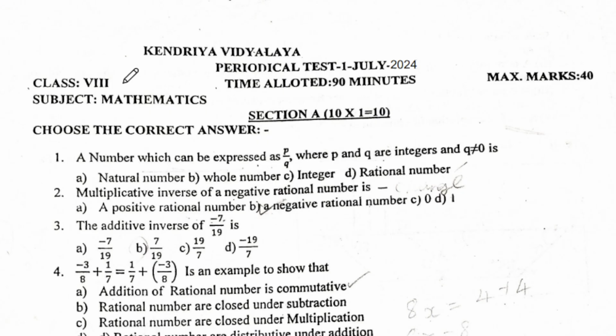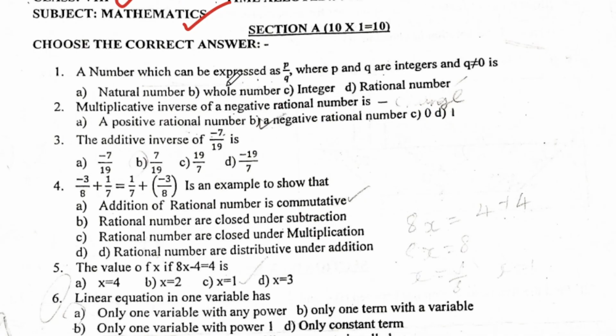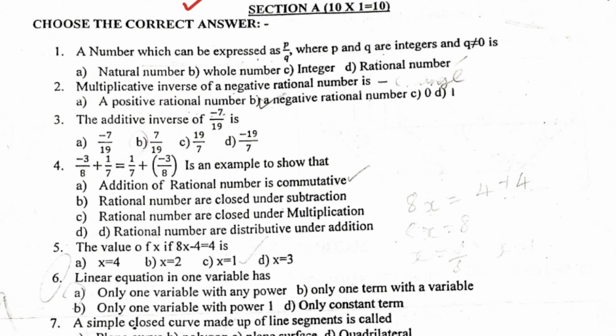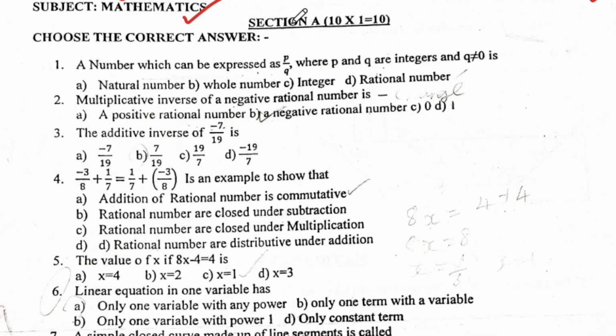So, today we are going to see periodic test 1, class 8, maths. This is the sample question paper of last year. We have 40 marks. Section A, 1 mark questions. 1 mark for each question, and we have 10 questions.